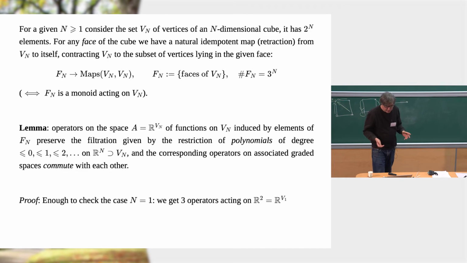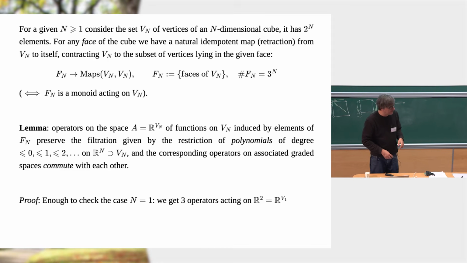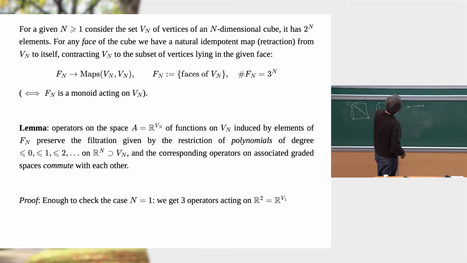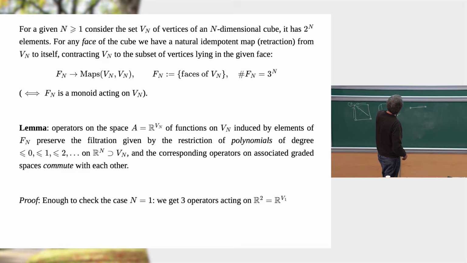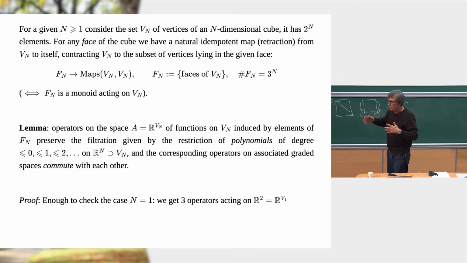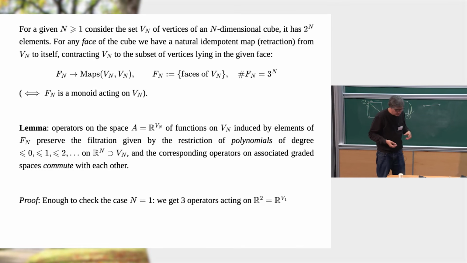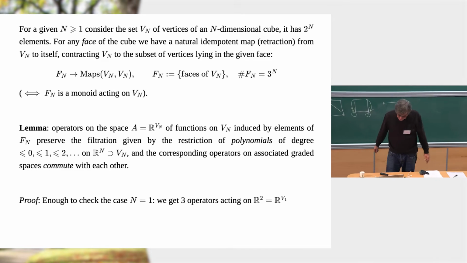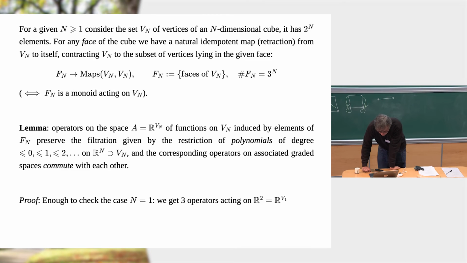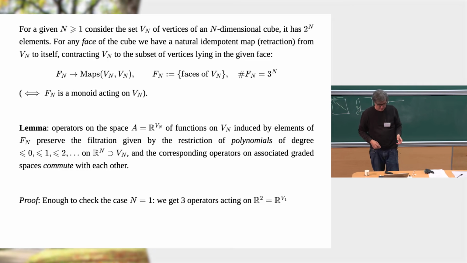It's induced by pullback maps on the space of functions. And here's the key lemma: the operators corresponding to these maps preserve a certain filtration. The filtration is exactly the restriction of polynomials of degree 0, 1, 2, and 3 to the set of vertices of a cube, because the cube sits in a Euclidean space, so we can restrict. And on the corresponding associated graded spaces, these operators commute.